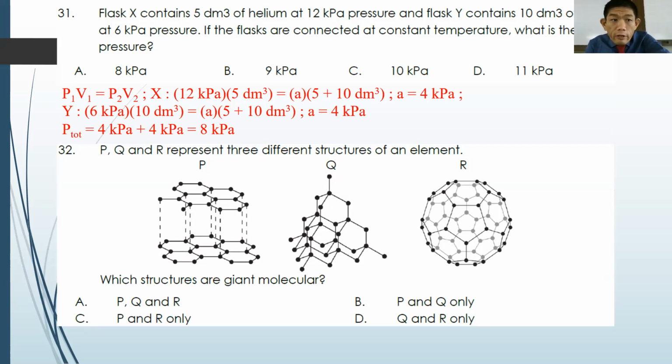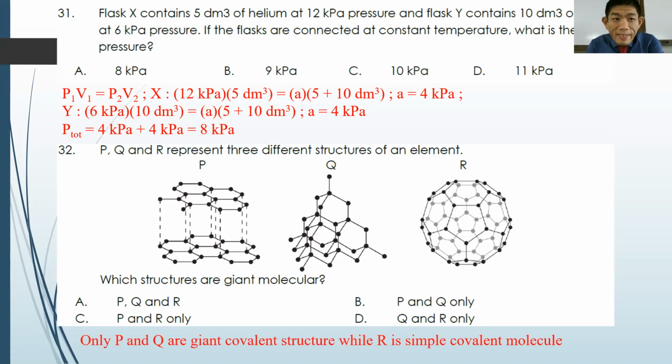So A will be 4 kilopascal. As for gas Y, 6 kilopascal in 10 decimeter cube equals to A times 5 plus 10. So therefore A is also 4 kilopascal. So as a result, the total pressure is 4 plus 4, which equals 8. So the best answer in here is A.